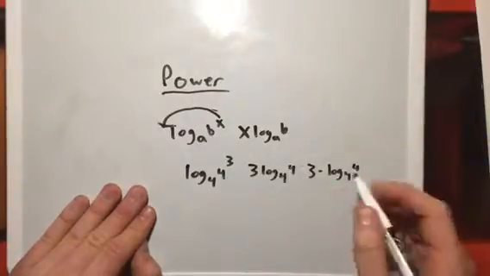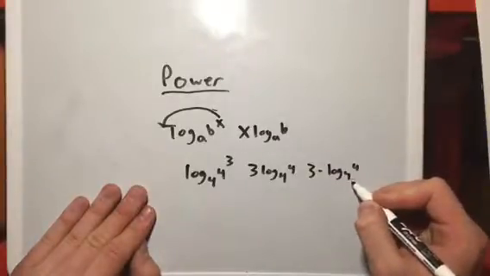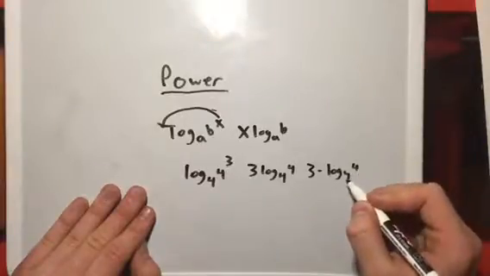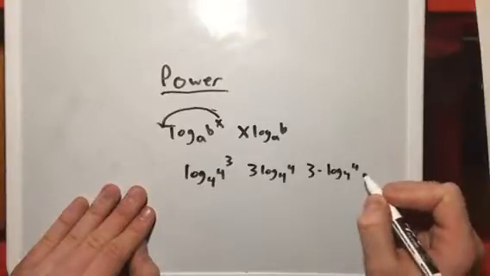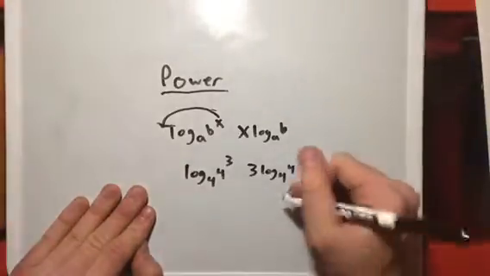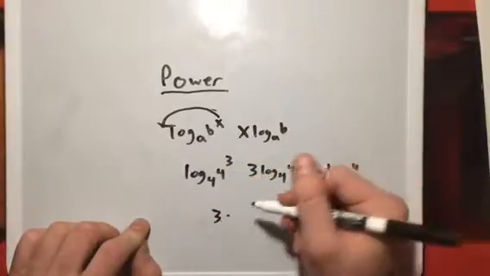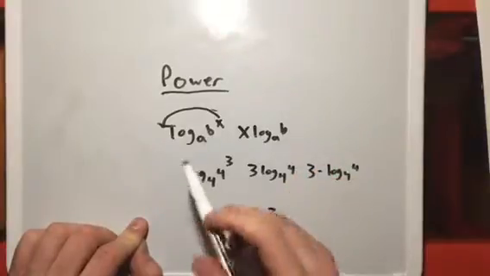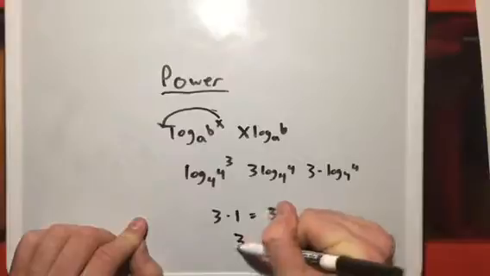Now going back to the beginning, 4 to the power of what number is 4? 4 to the power of 1 equals 4. So this would rewrite to 3 times log base 4 of 4, which is just 1. So 3 times 1 equals 3. The answer to this right here is 3.